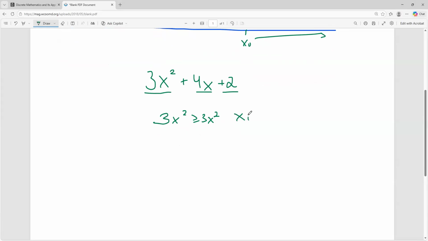So for all x greater than or equal to 1.